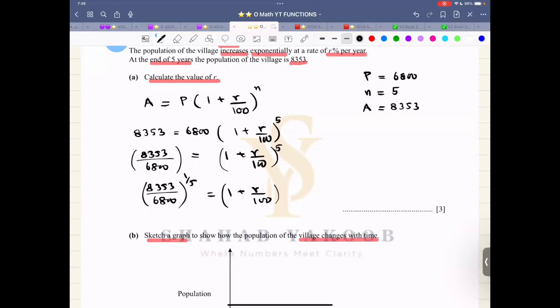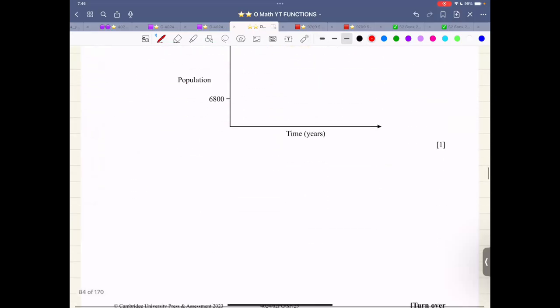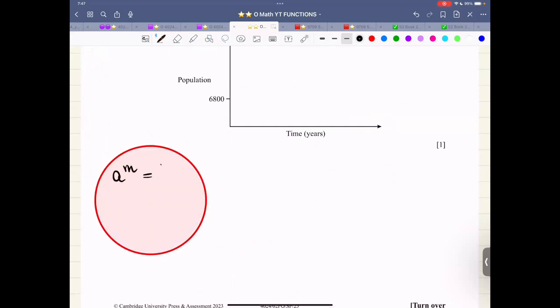Now, some people would be a little bit shocked at this point. So just wait and realize what knowledge of O-level maths I have applied over here. The knowledge is this thing. Let me write it at the sidelines over here. That knowledge is this. If A raised to power of M equals B, therefore A is B raised to power of 1 over M.